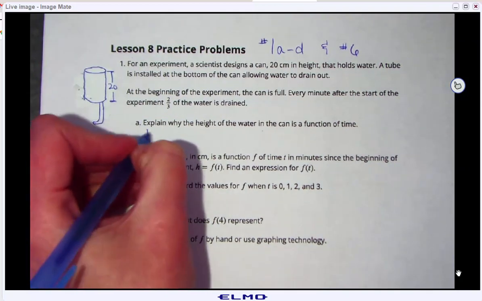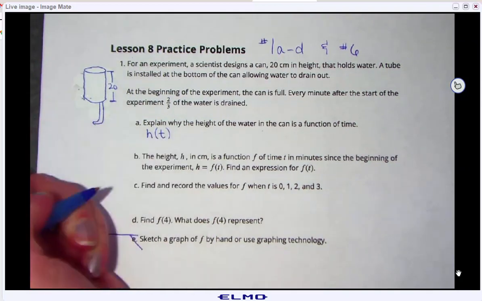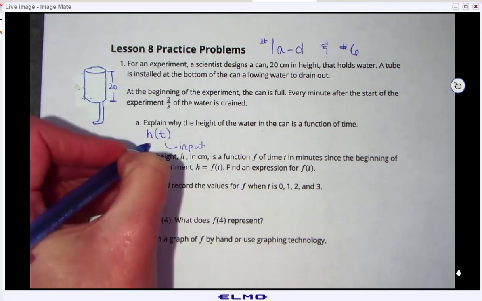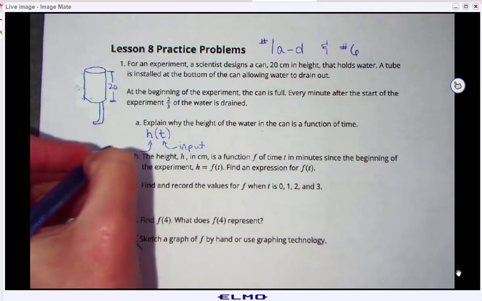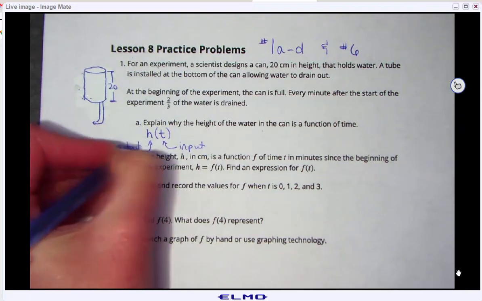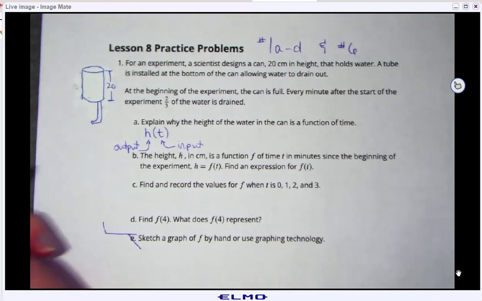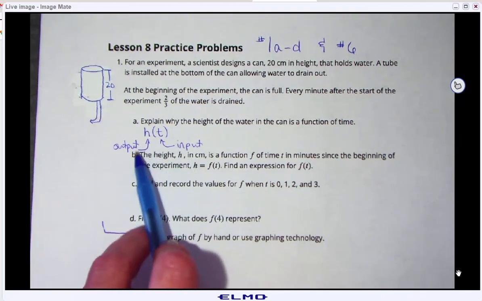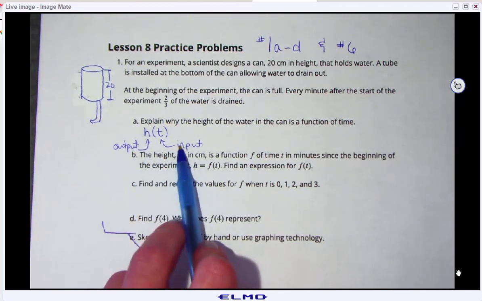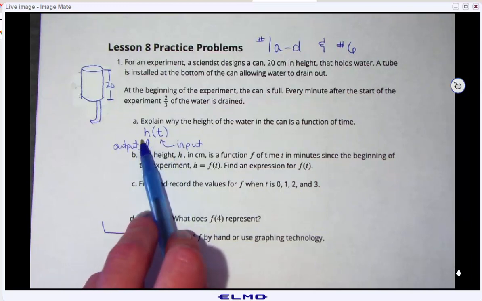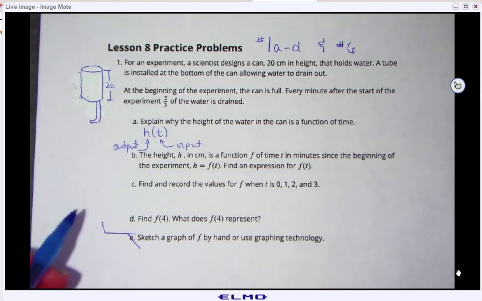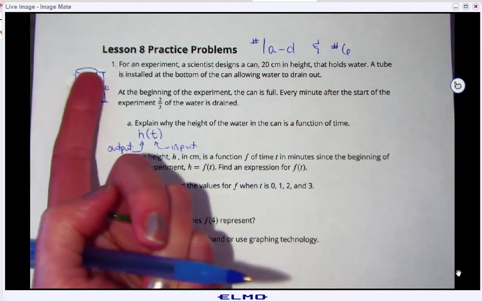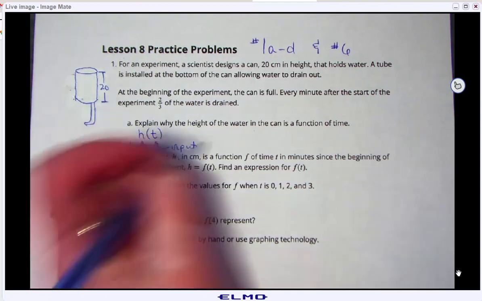So height of the water is a function of time. That's telling us again that we have an input here of time and an output of the height of the water. And just a reminder about how functions work, that no matter what, if we have a certain input, we can only have one output at a time. So at any given time, there is only one height of water in the can. Now that makes sense because if I give it a certain snapshot, there's no way that this can is going to have two levels of water at exactly the same time.